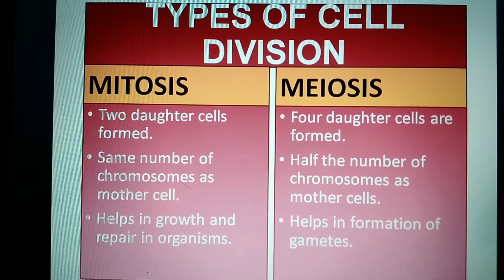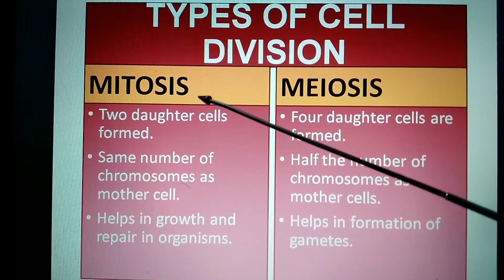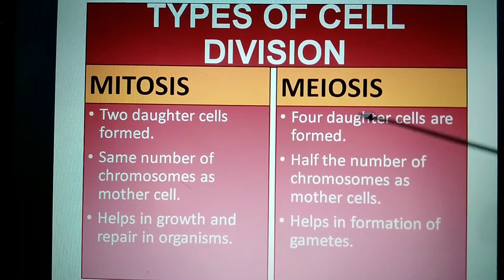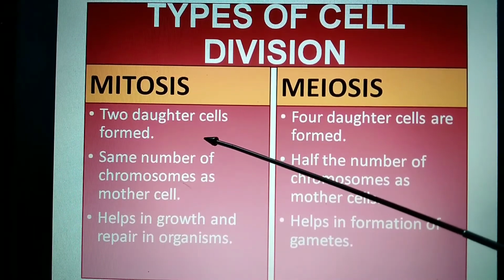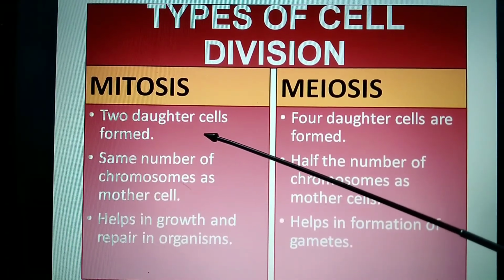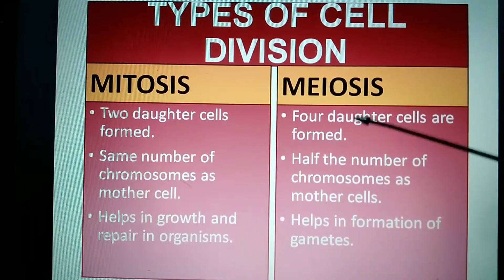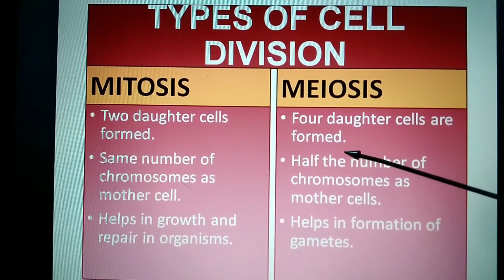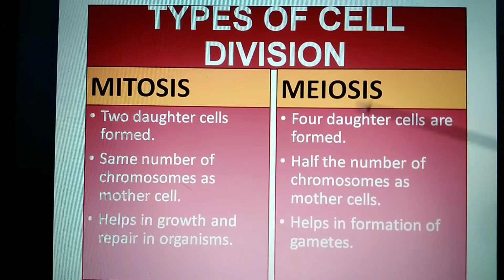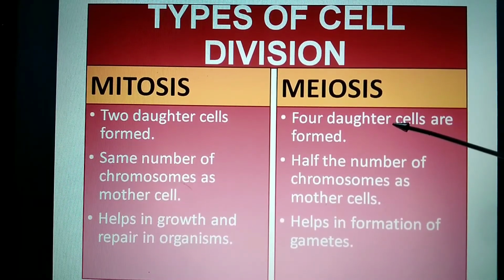Depending on the type of cell division, there are two types of division. One is mitosis, another is meiosis. In case of mitosis, whenever a cell divides, it results in the formation of two daughter cells. Whereas in case of meiosis, a single cell results in the formation of four daughter cells.